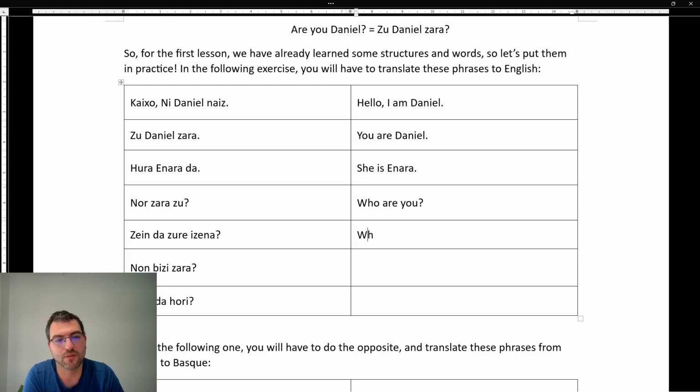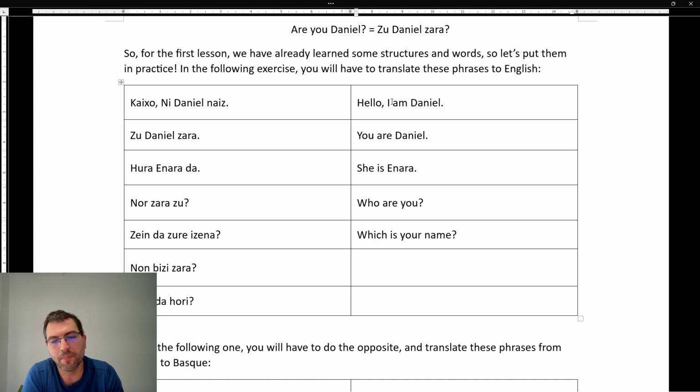Zein da zure izena? Which is your name? In this case, it could be what's your name, but in this context, zer da zure izena would mean more like what does your name mean? So here, the same goes for a name, because it's something from a list of names. Let's just say which is your name. It will be quite tricky in that sense, but little by little you will learn when to use one or the other.